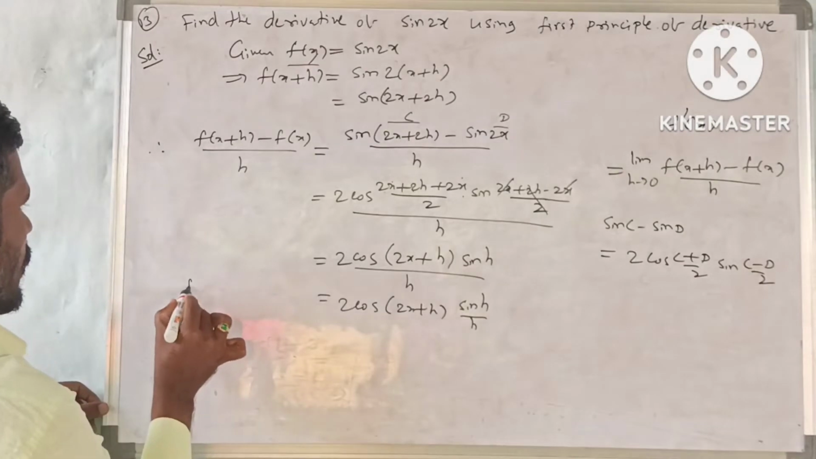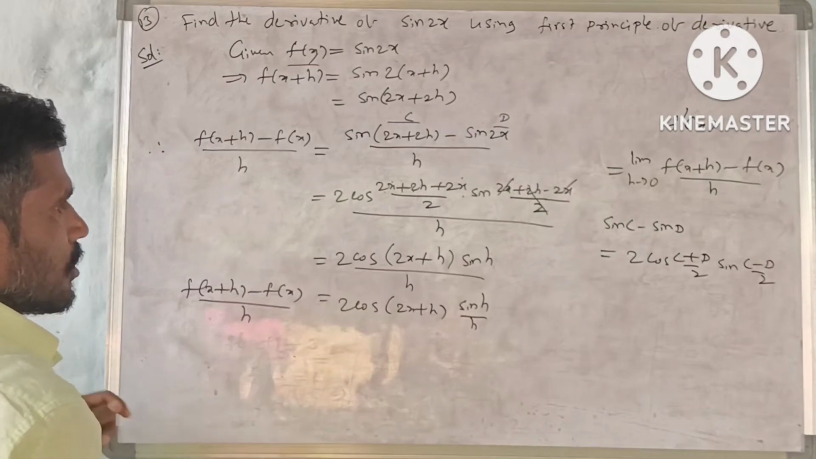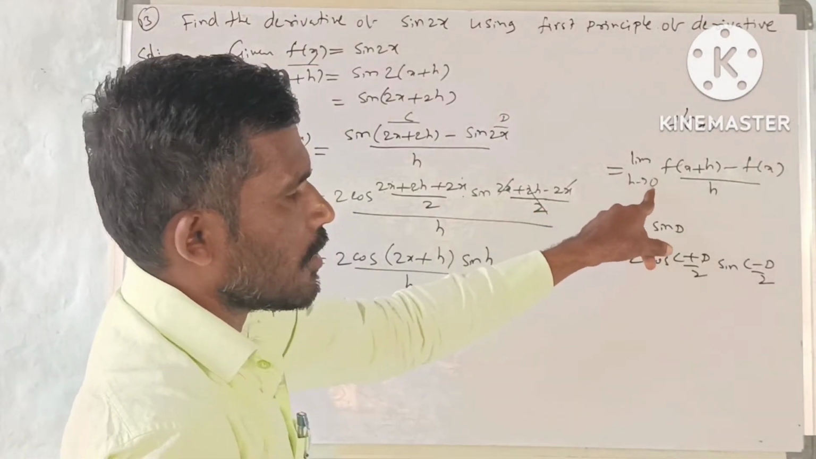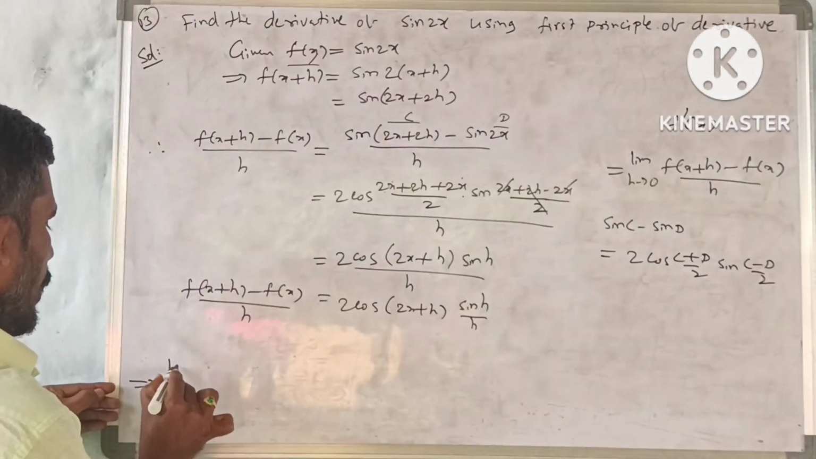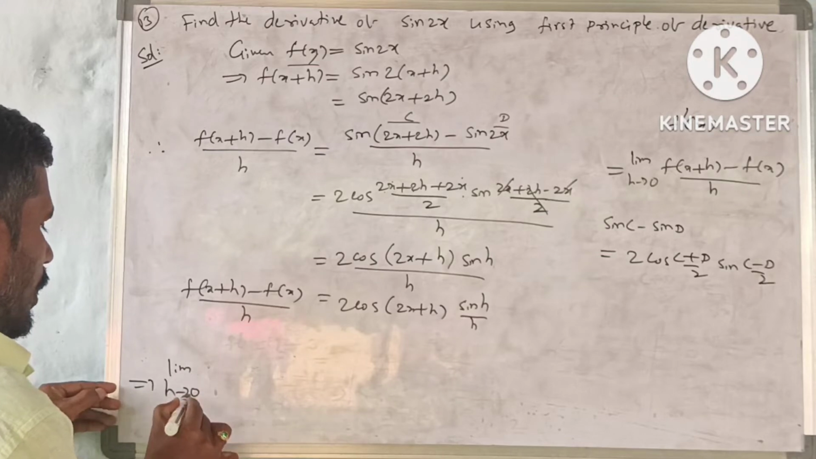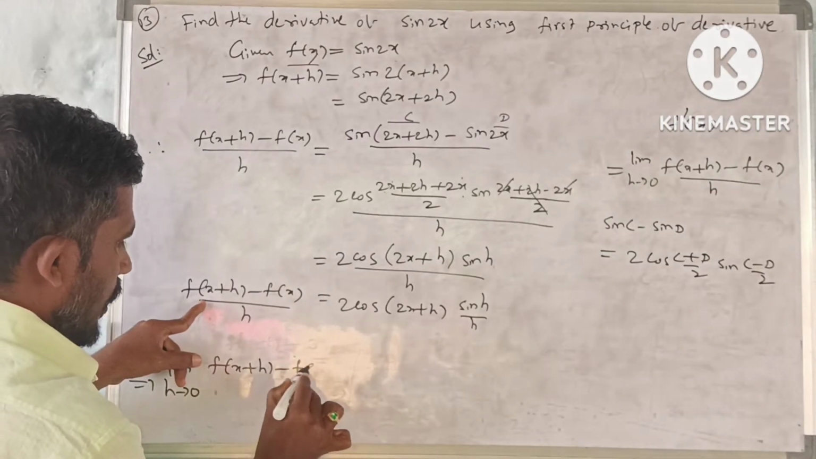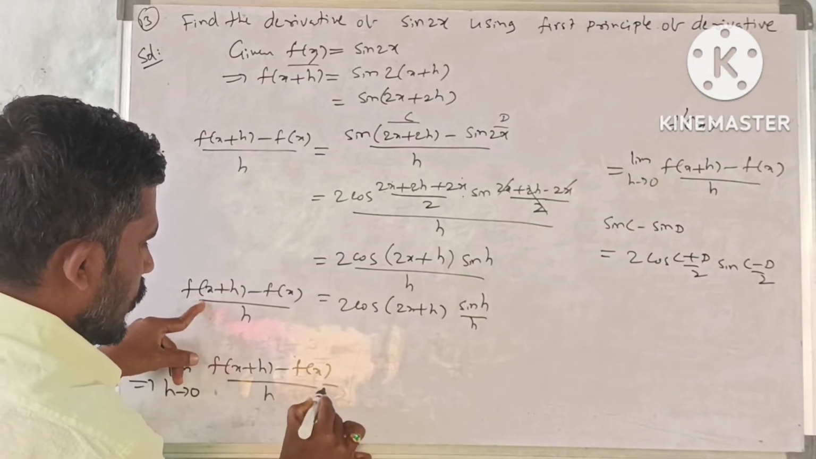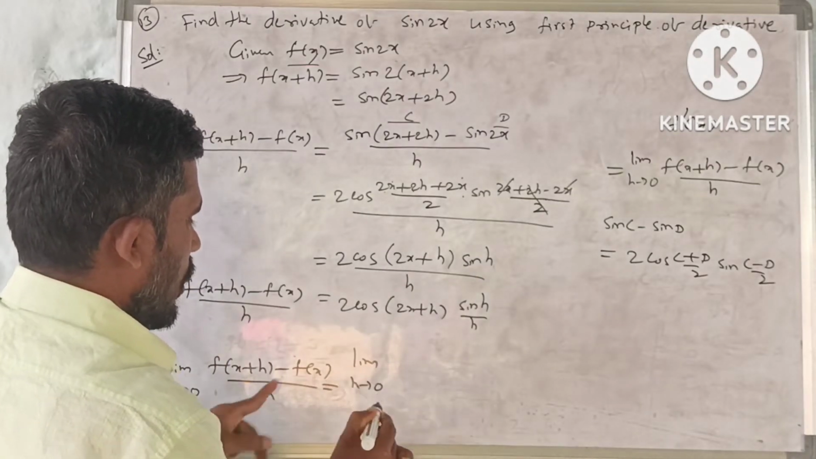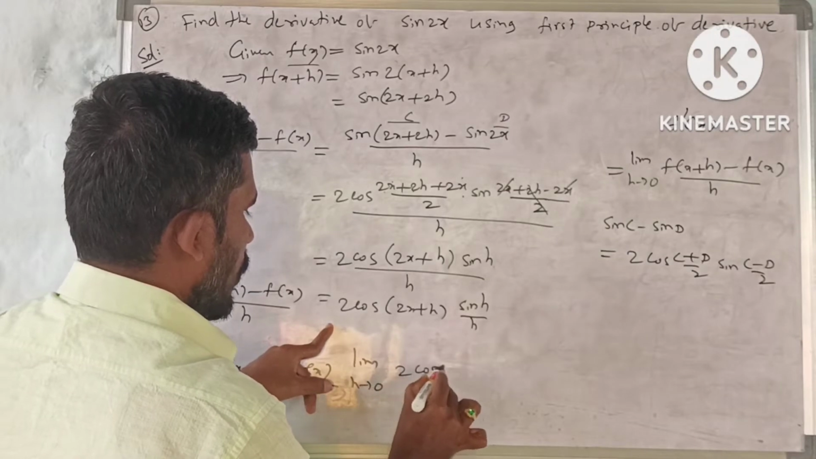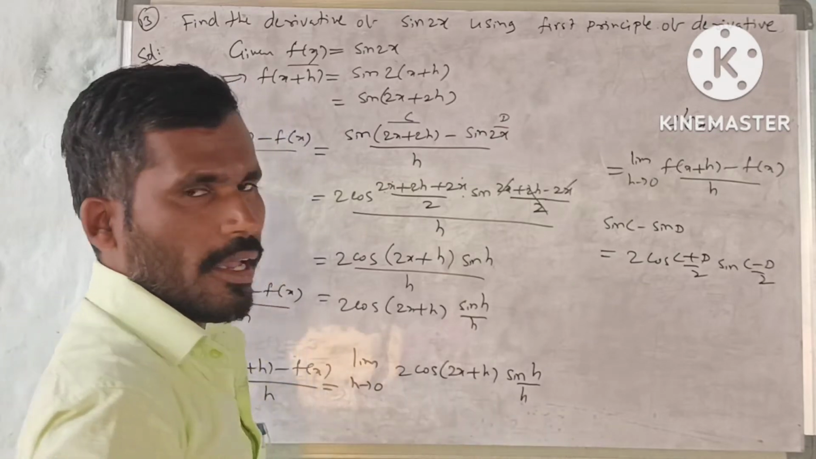So therefore this is what here, the left side is f of x plus h minus f of x by h. Now you want to take the limit as h turns to 0. So for this I am applying the limit on both sides. Limit h turns to 0, f of x plus h minus f of x by h equal to, when I apply the limit on the left side, in the same way you have to apply it on the right side also. Limit h turns to 0, 2 cos 2x plus h and sin h by h.